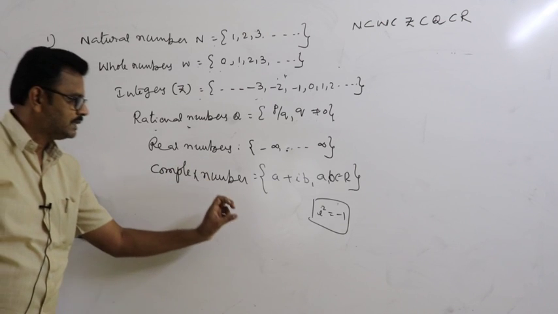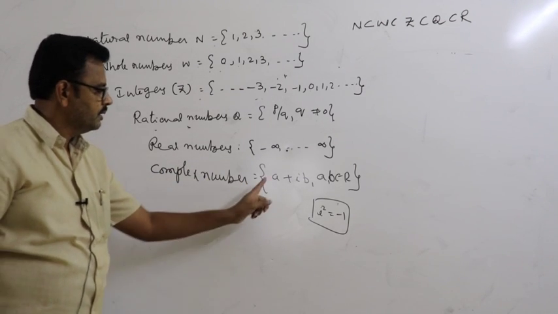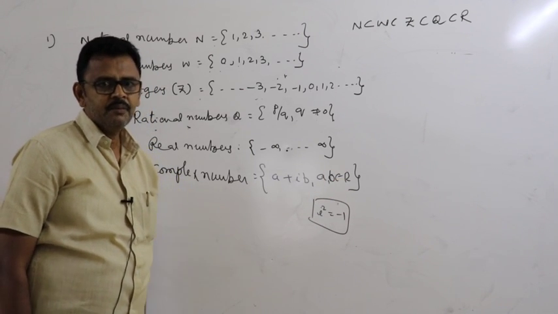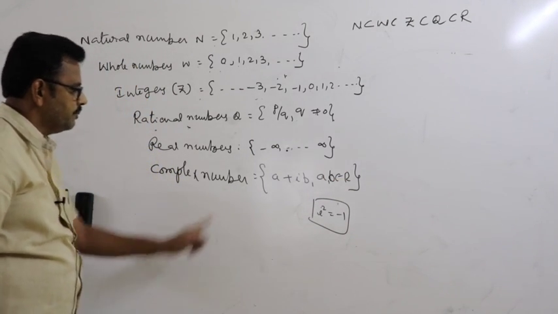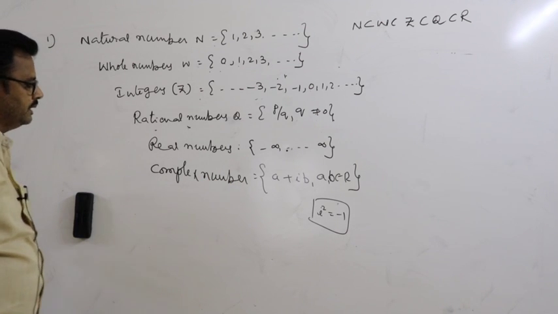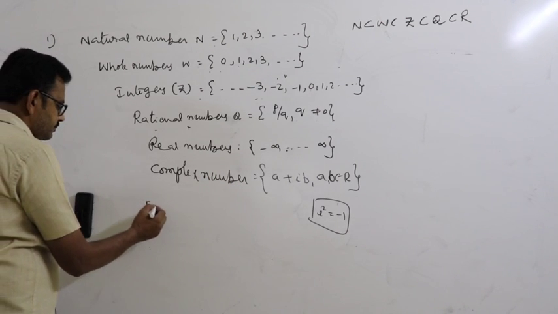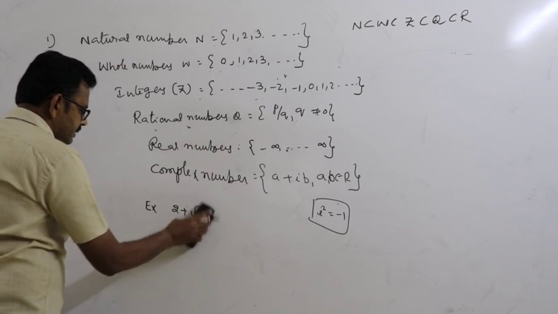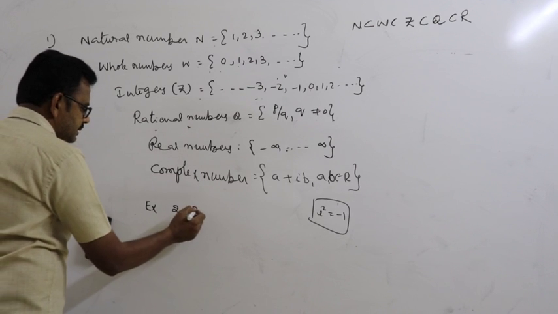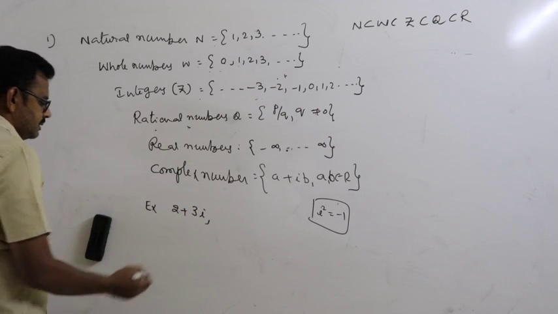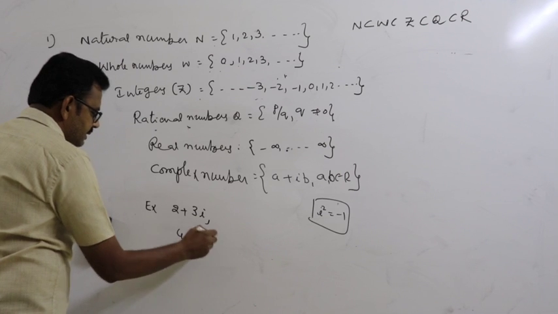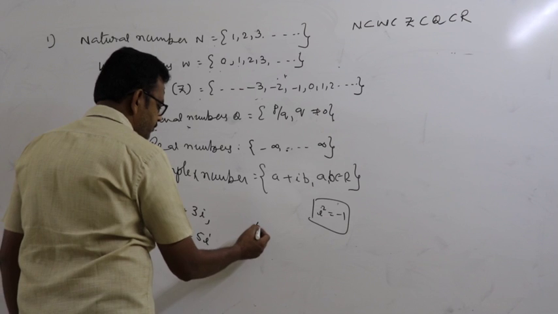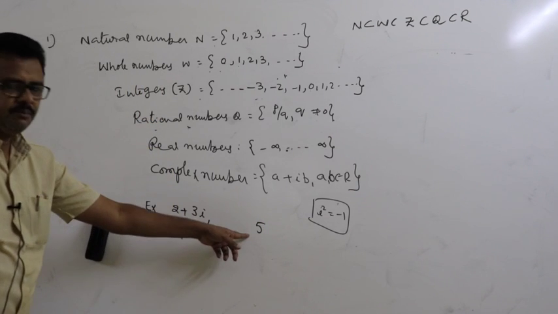So, a complex number is of the form a plus ib, where a, b are real numbers, with the property i square is equal to minus 1. For example, 2 plus 3i. It is a complex number. 4 minus 5i. It is a complex number. Suppose you take 5. Is it a complex number or not?